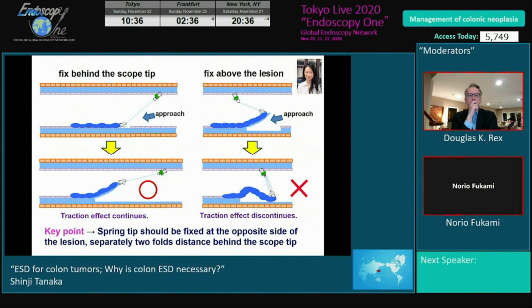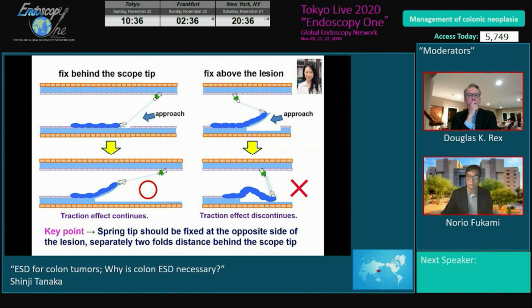The key point to use SO clip is that the spring tip should be fixed at the opposite side of the lesion, separately around 2 folds distance behind the scope tip. This escapes the looseness of traction due to the progress of dissection.